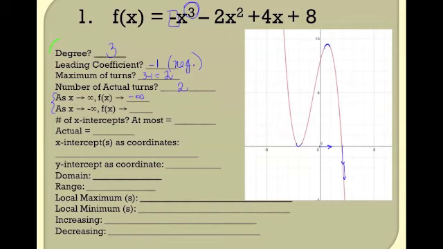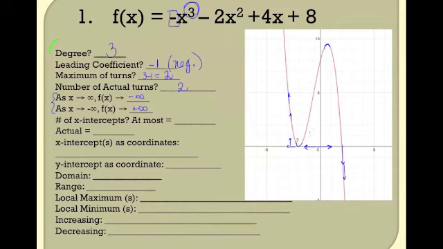As you move to the left, in the negative x direction, negative infinity direction on the x, the values are going up. They're increasing. So it would be positive infinity.